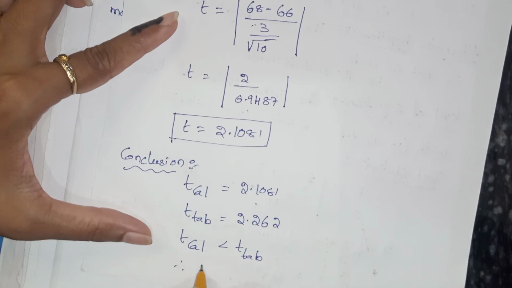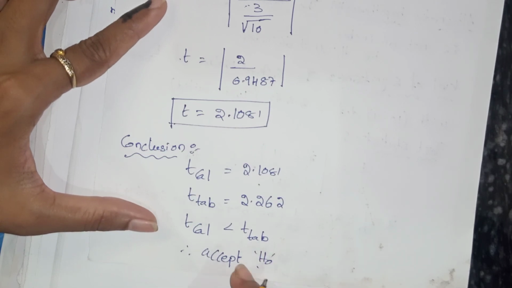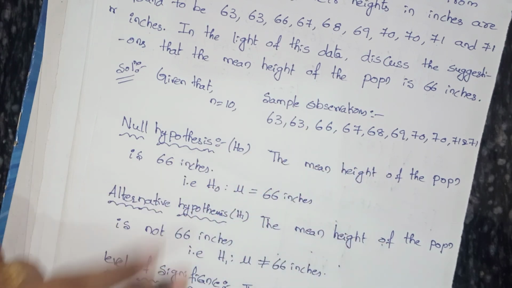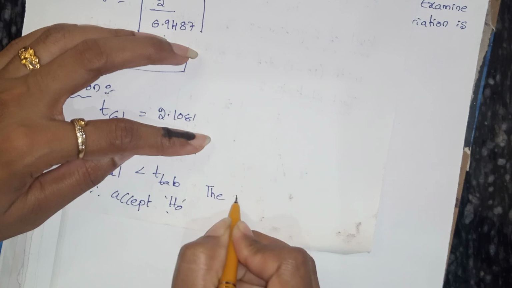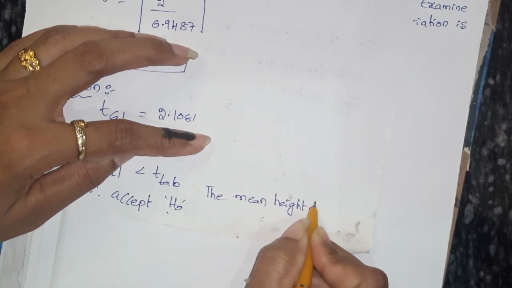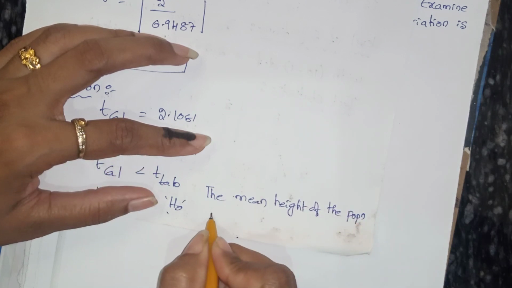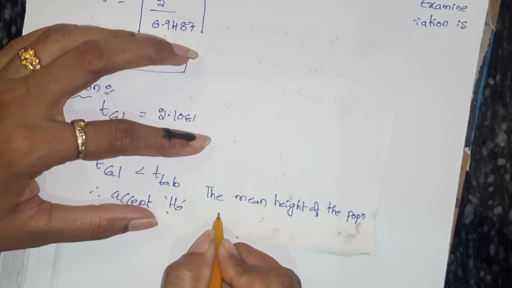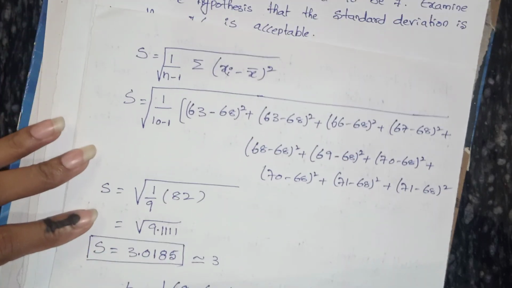So therefore, accept H naught. Accept H naught in the sense what? Accept the null hypothesis. So what is the null hypothesis? The mean height of the population equals 66. So this is about this question.